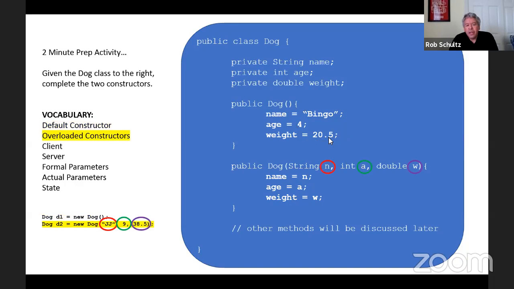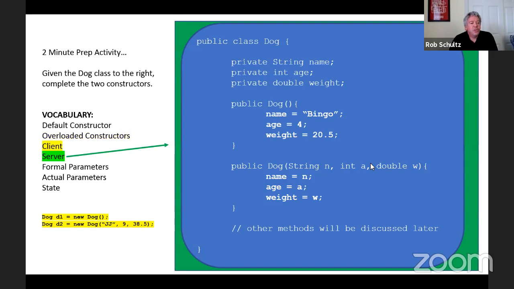The other constructor is our overloaded constructor. For those that haven't heard the term overloaded before, overloaded just means that I have multiple methods in the same class with the same name, but different parameter lists. So I can overload any method I want. In this case, we're overloading constructors. I have a constructor with no parameters. I also have a constructor that takes a string, an int, and a double. So looking again down in the bottom left corner, when we instantiate our object D2 for our second dog, we're specifying that we want the name to be JJ, the age to be 9, and the weight to be 38.5. Okay, just some other terminology, again, to make sure we're all on the same page.